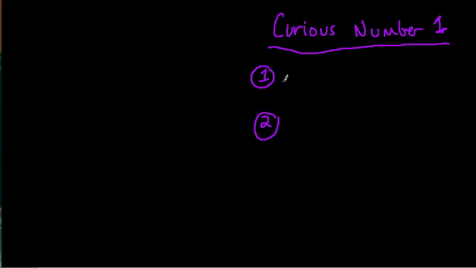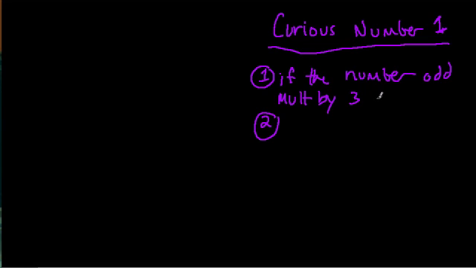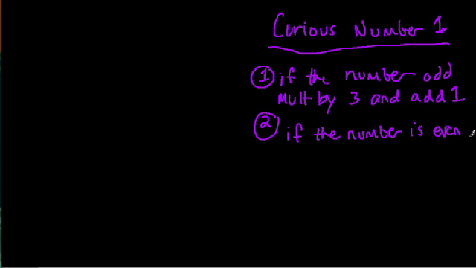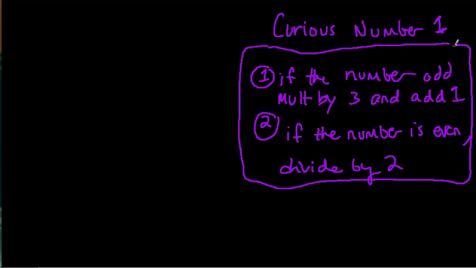The first rule is that if the number is odd, so if you pick a number and it's odd, then what you do is multiply by 3 and add 1. And the second rule is if the number is even, divide by 2. So following these two rules, we'll start with any number. Following these rules, we'll always end up back to 1.